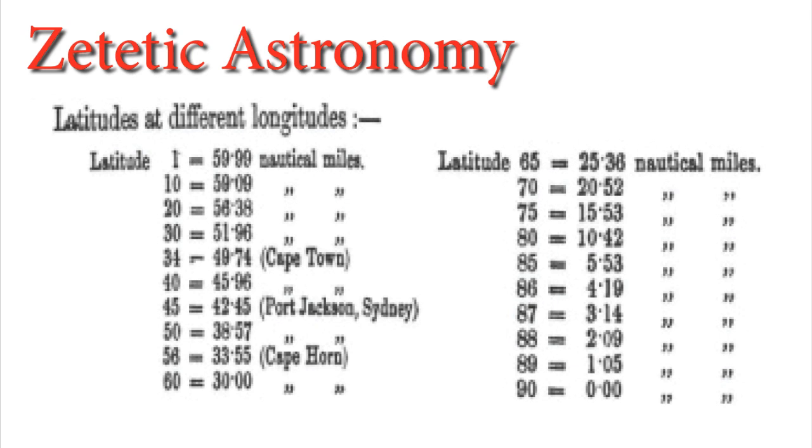Another argument for the globular form of the Earth is the following. The degrees of the longitude radiating from the North Pole gradually increase in extent as they approach the equator, beyond which they again converge towards the south.